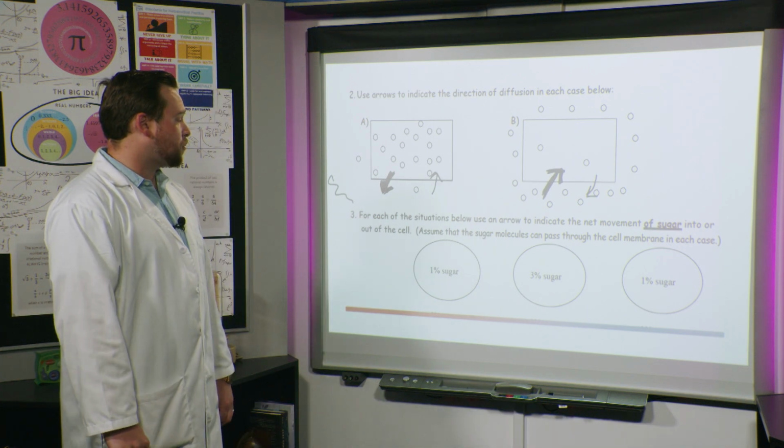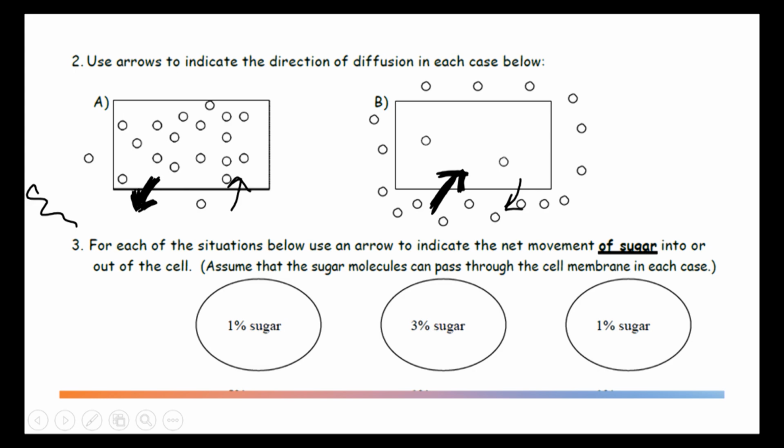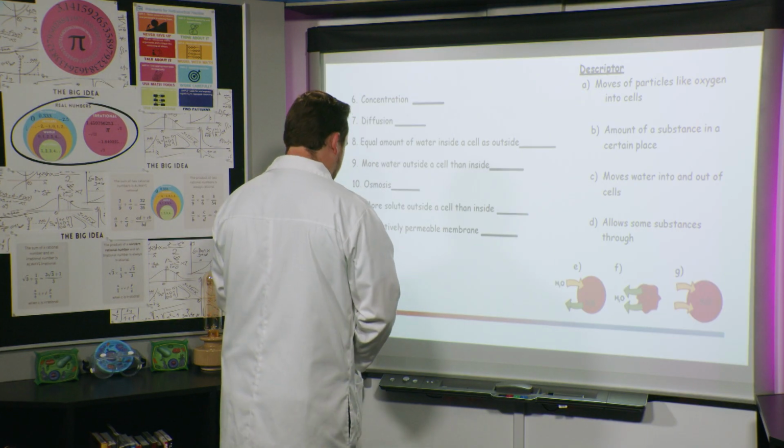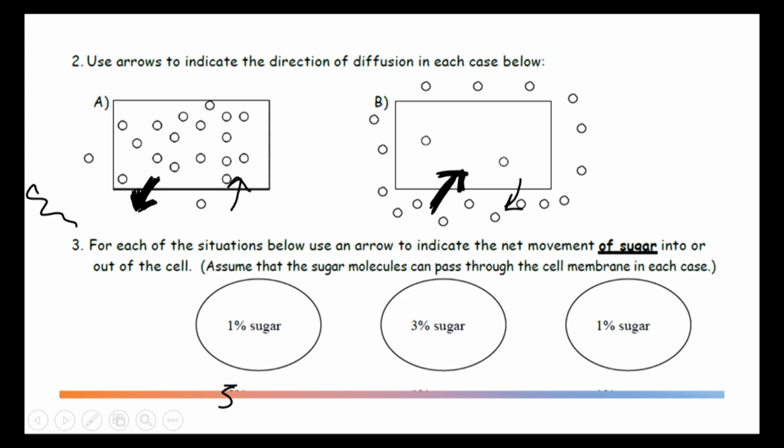Okay, so for each of the situations below, use an arrow to indicate the net movement of sugar into or out of the cell. Assume that the sugar molecules can pass through the cell membrane in each case. All right, so they're kind of cut off from my slide a little bit. You should see them just fine on your sheet. I'll go ahead and write them here. This says 1% inside and 5% on the outside. This one is saying 3% on the inside, 1% on the outside, and then 1% here as well. Okay, so that's going to be the values we're using here.